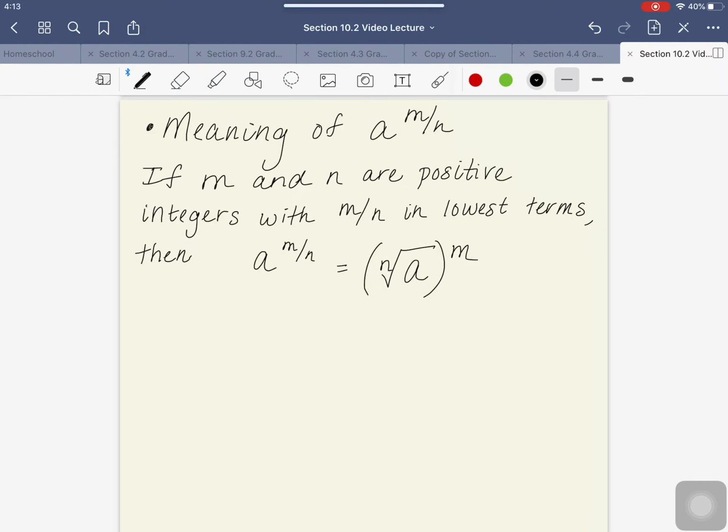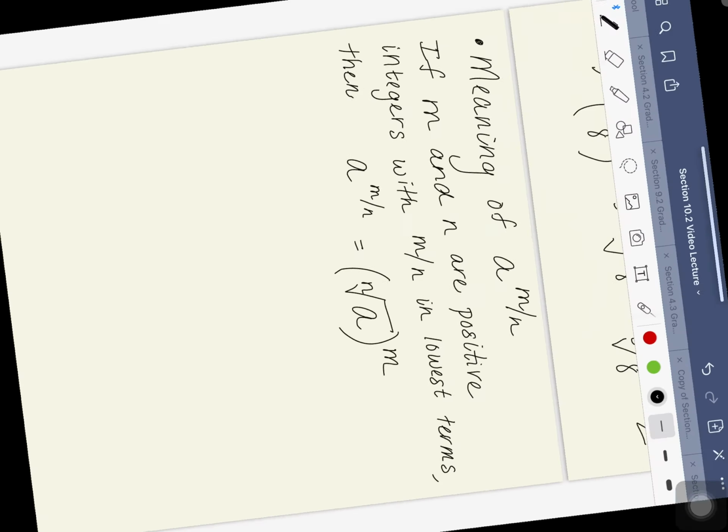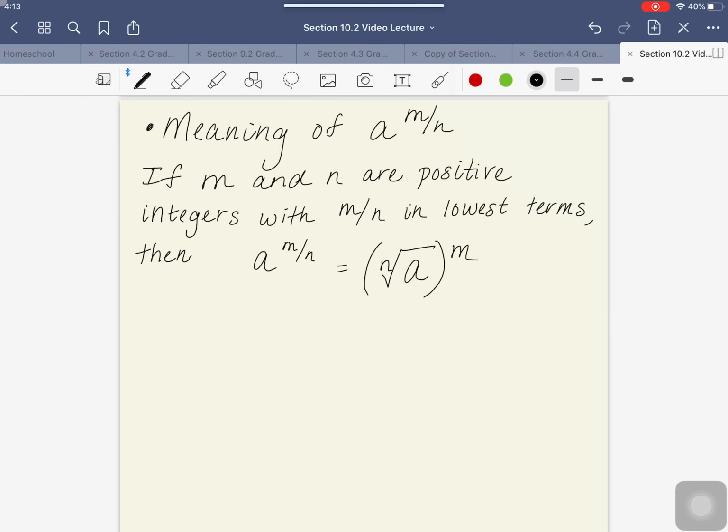All right, so again, basically the same definition. The meaning of a to the m over n. Just remember that your numerator is your power and your denominator is your root. So just think about where are higher powers. Up high, numerator. Where do you find roots? Down below, that's your denominator. So a to the m over n, I can write that as the nth root of a to the m power.